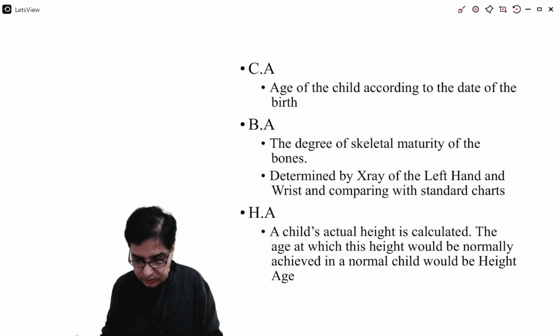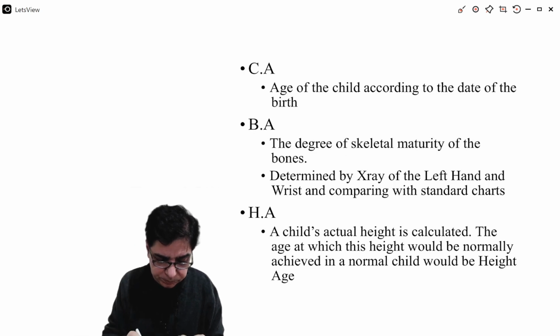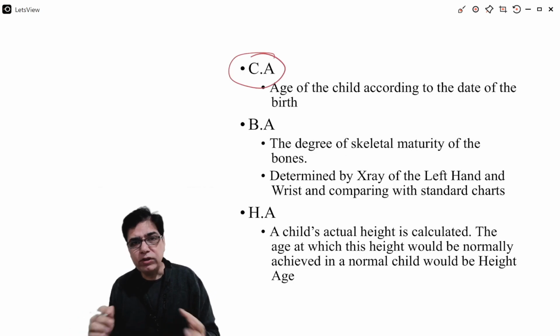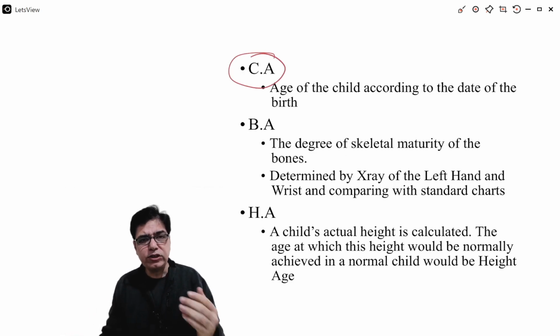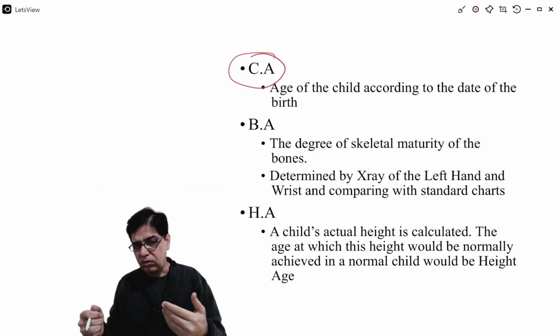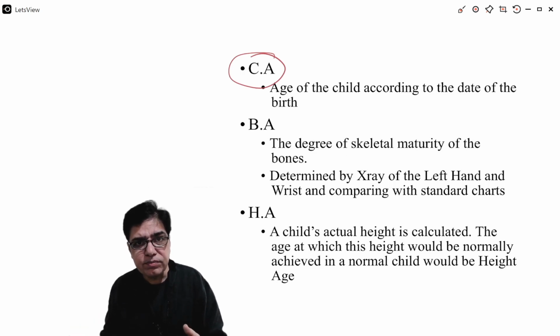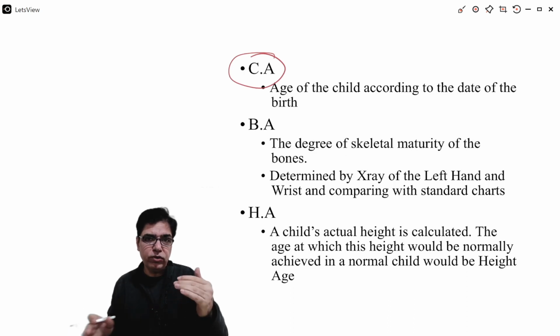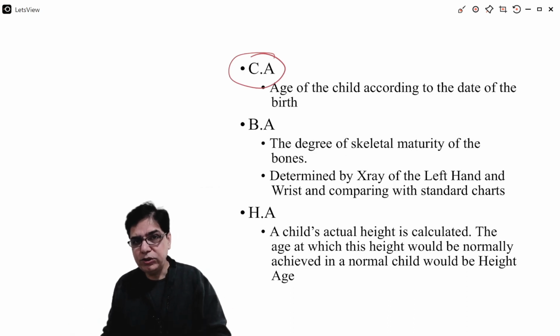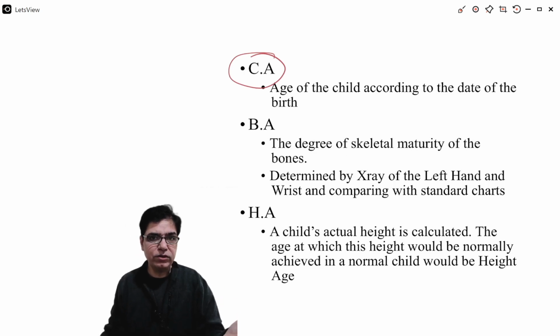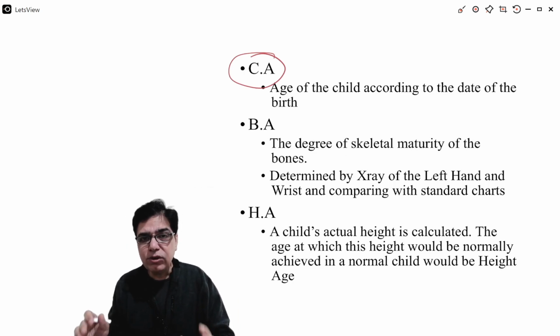So the first thing is what we call chronological age. Now, chronological age means age of the child according to the date of birth. So let's say if a child was born on 1st of January 2020, as of today, his age would be almost 3 years. So any child who has a known date of birth, it's very easy to calculate their chronological age. A child who is 5 years of age has a chronological age of 5 years. A child who is 10 years of age has a chronological age of 10 years. So that is chronological age.